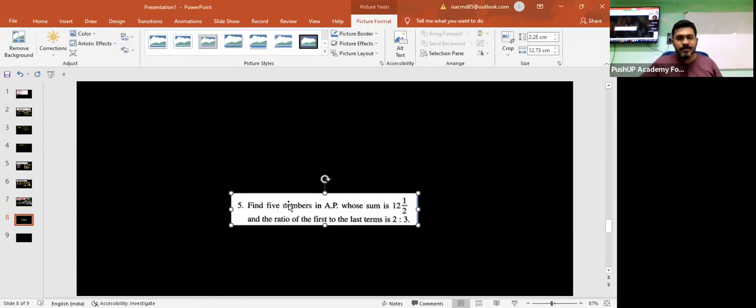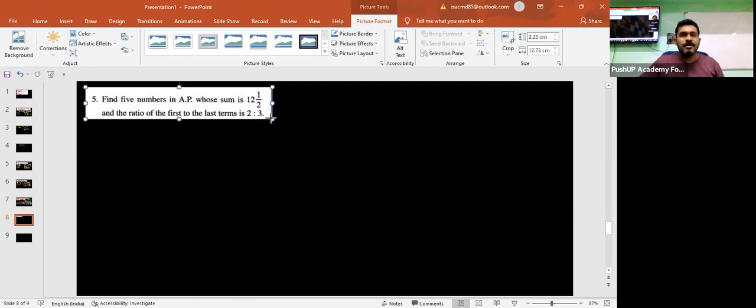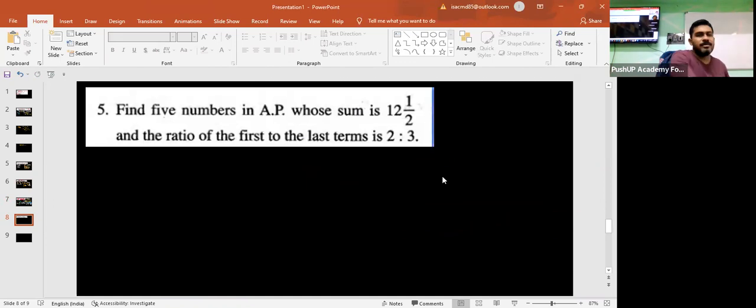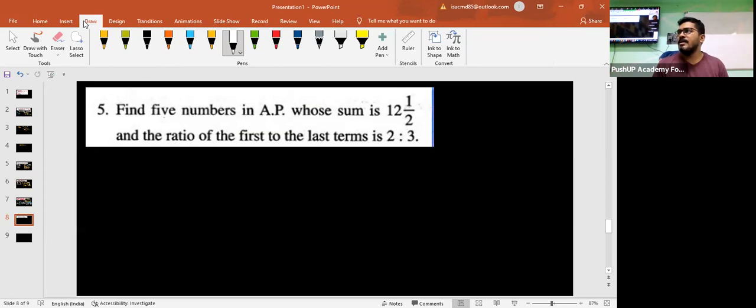Last sum of the day. Find 5 numbers in arithmetic progression whose sum is 12 1/2, and the ratio of the first to the last term is 2:3. Which pattern, children, are you preferring? New pattern, isn't it? Because neither A nor D is given to you. Some vague data are given to you. The sum of the 5 numbers is 12 1/2, and the ratio of the first to the last term is 2:3. Nowhere can you find the first or the last term. So just rely on the new pattern.